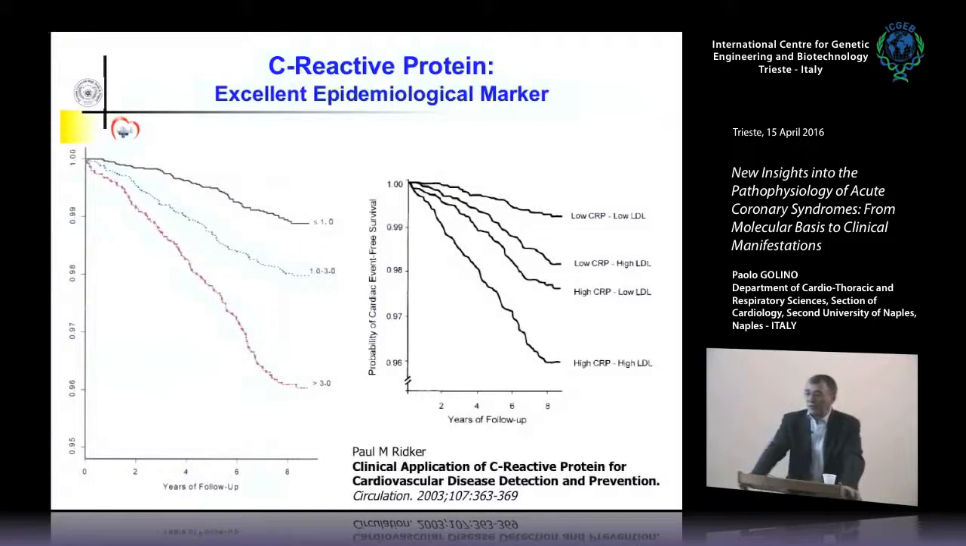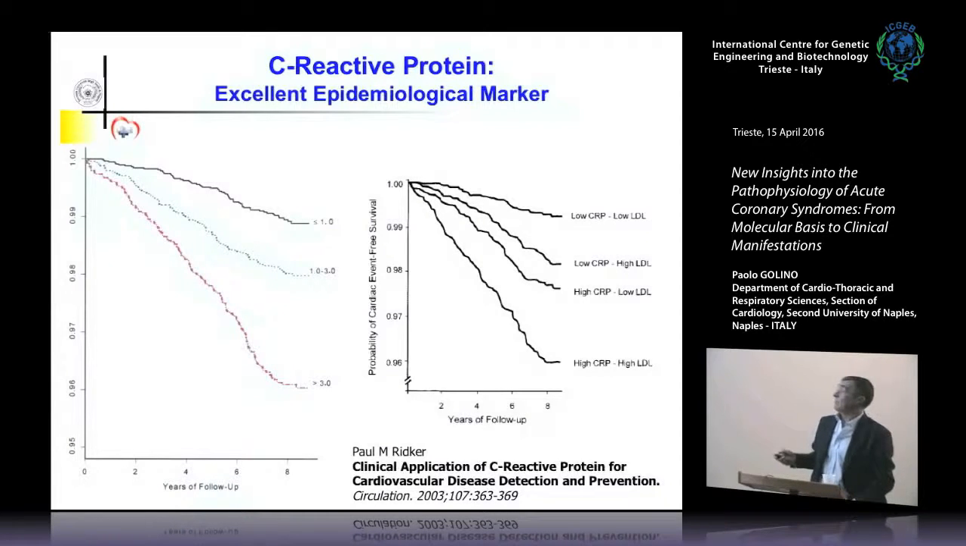CRP for cardiologists has become very, very important because the group of Paul Ridker in Boston and others clearly have demonstrated that measurement of plasma levels of CRP is very precise in identifying the risk profile of a population of developing a future myocardial infarction. There are really many papers published in which, if we divide the patients in quartiles, those who show the highest levels of plasma CRP are those patients that have the highest probability of developing an acute myocardial infarction.